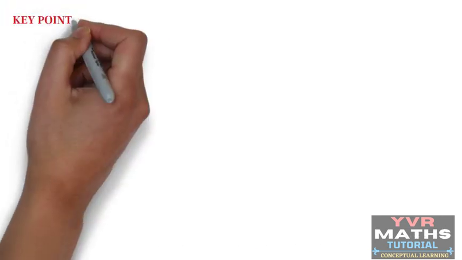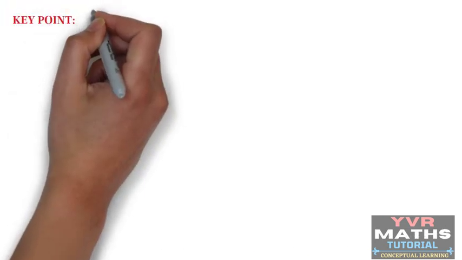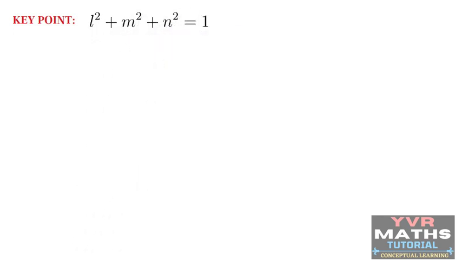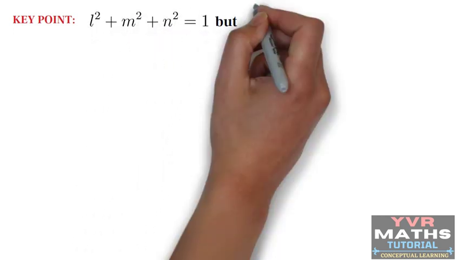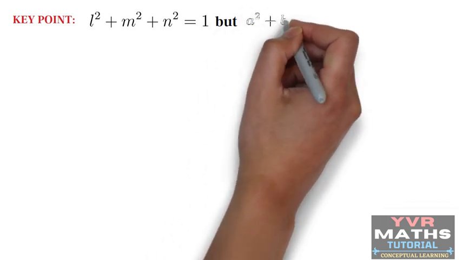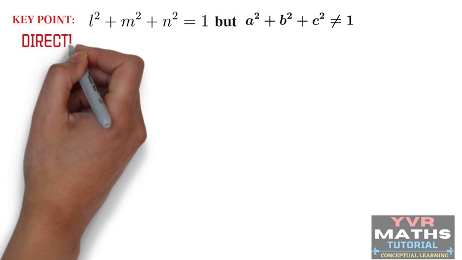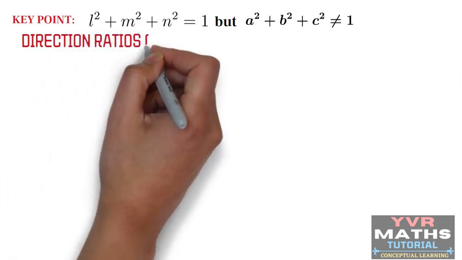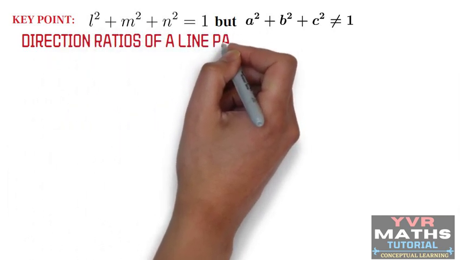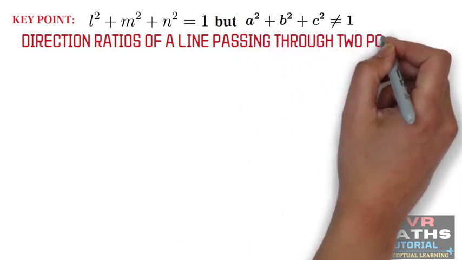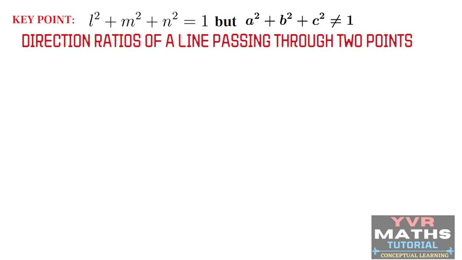Based on the previous discussions, we should remember one important point. l square plus m square plus n square is equal to 1, but a square plus b square plus c square is not equal to 1. Now, we will discuss the direction ratios of a line passing through 2 points. That means, if you know the endpoints of a line segment, how we can find the direction ratios of that line segment, which is passing through the given 2 points. So let us discuss this concept now.